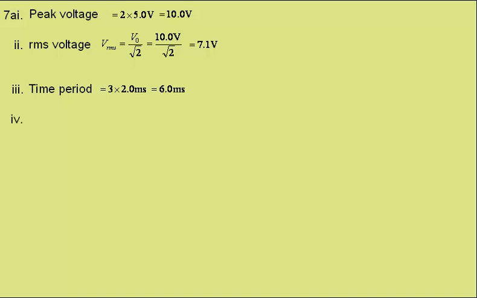In part 4, we need to find the frequency of the signal. Frequency is given by 1 over time period. 1 over 6 times 10 to the minus 3 seconds is a frequency of 167 Hz.